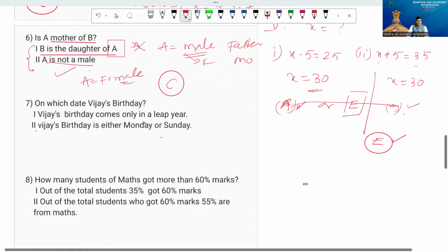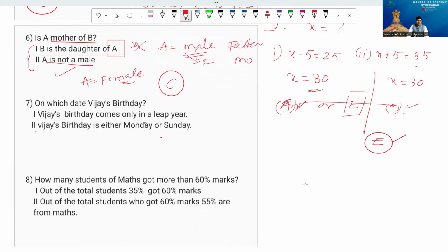Now the seventh question. On which day and which date is Vijay's birthday? Vijay's birthday comes only in a leap year, remember. Otherwise, it's impossible. That means every fourth year is that fellow's birthday. It's possible only in the case of the 29th of February. So that occurs by using the first statement.